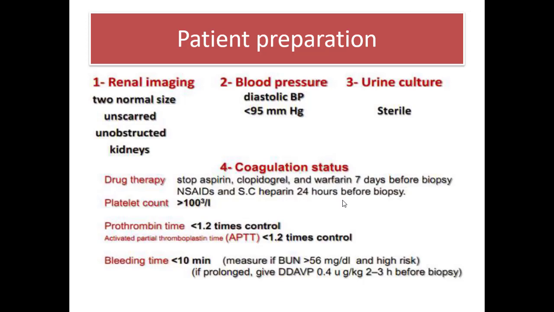So for patient preparation before the procedure, I should do renal imaging and be confident that I have two normal sized, unscarred, unobstructed kidneys, because those are the diagnoses which I can benefit from the renal biopsy. Diastolic blood pressure should be less than 90. Urine culture should be sterile.